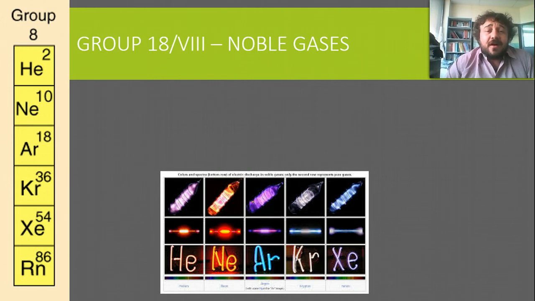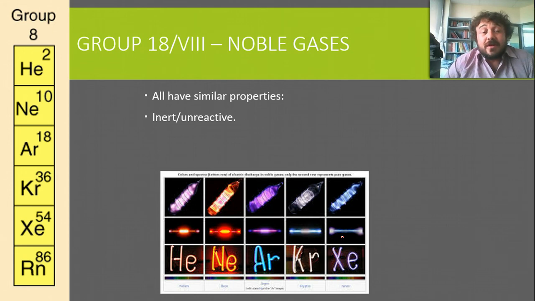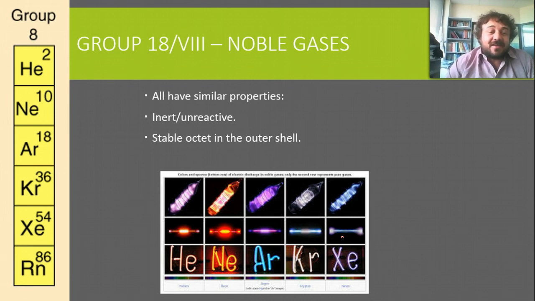Our final group we're going to talk about is the noble gases, group 8, these guys here. They all have similar properties, and they are all colorless gases. They are all inert and extremely unreactive. The reason they're unreactive is they have 8 electrons in the outer shell, so they're stable. They're just chilled. They don't need to bother with anyone else. They have a stable octet in the outer shell.